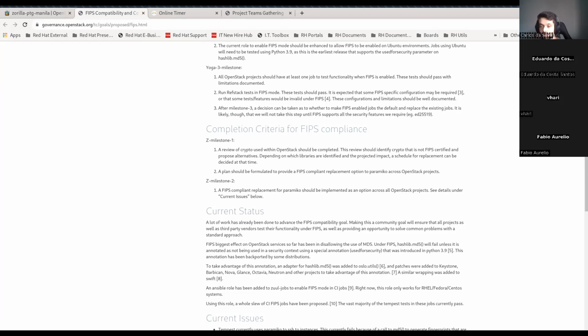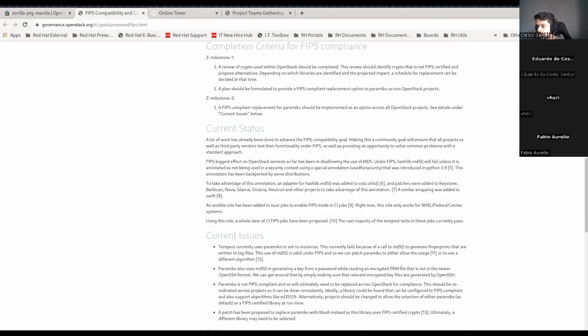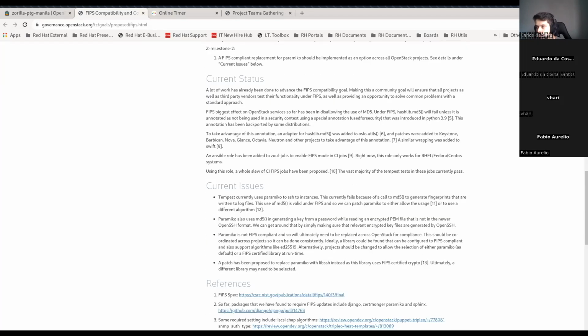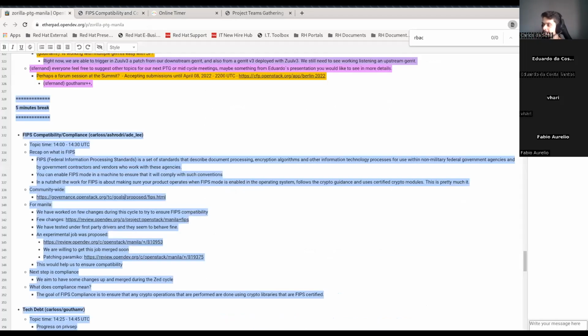Paramiko is one of the limitations we currently have, and the approach for that was to try to patch Paramiko. I think there is more information on this in this goal. It's very well written, so if you would like to take a look at this, please do so. And also, if you have any questions, you can ask there.